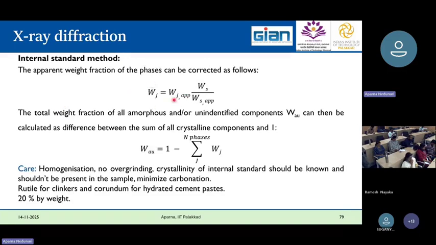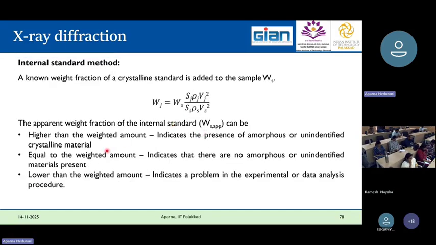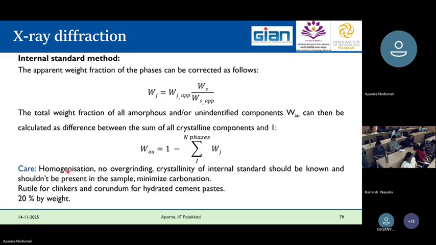We'll have Wj equals to, again, it is assuming that it is 100% crystalline. If it is not 100% crystalline, you'll end up having the Ws that is coming after refinement higher than the added internal standard amount. So if you are adding 10%, after refinement, you'll be having a Ws value of some 11% or 12%. Now that difference is coming from the amount of amorphous content that is present in your sample. If it is 100% crystalline, you'll be getting 10 and 10. So that is what we do over here.